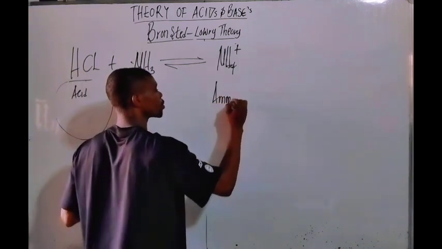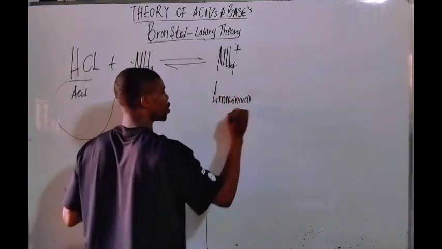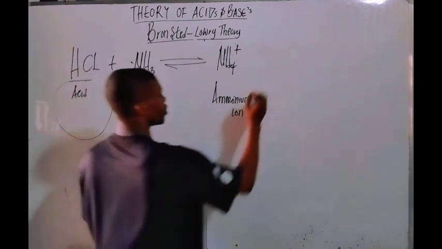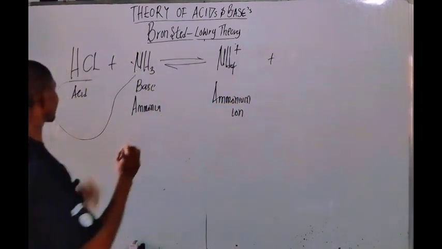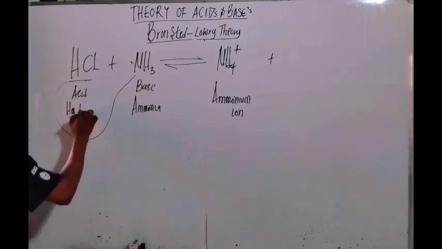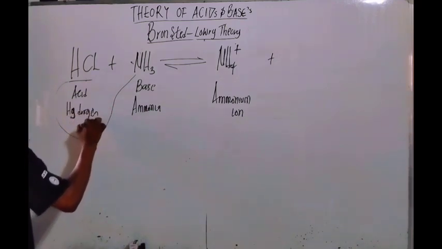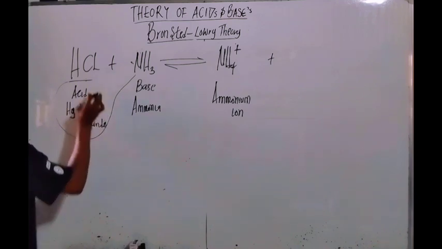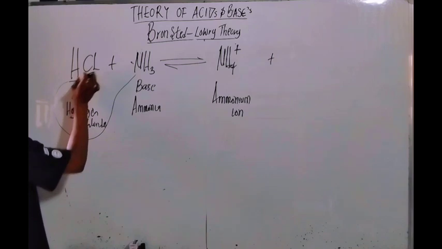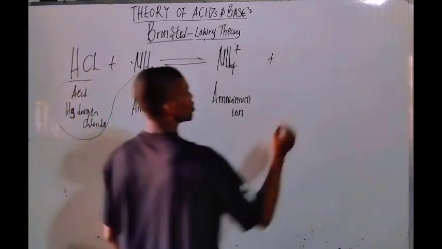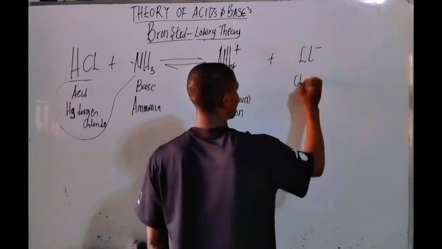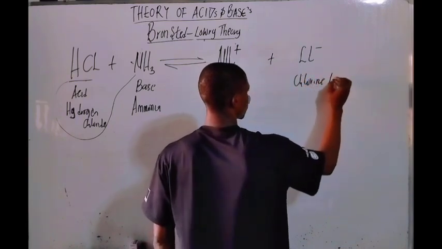Ammonium ion, NH4 plus. This is called hydrogen chloride. Now when hydrogen chloride loses the hydrogen, what will be left is Cl minus. This is called the chloride ion.